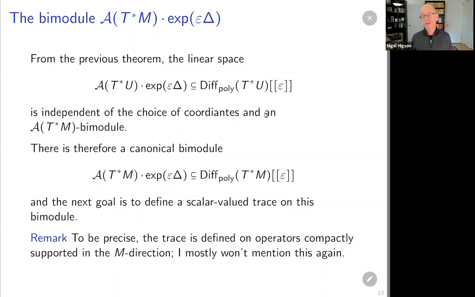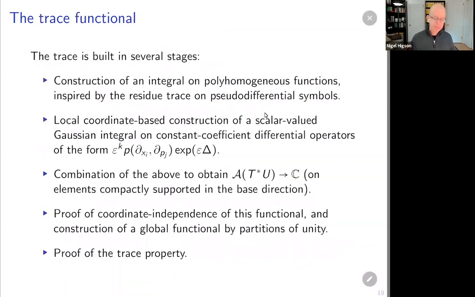Now I want to define a trace on this bimodule. Strictly speaking, if M is not compact, you need to look at compactly supported elements in the bimodule, compactly supported in the M direction, but I'll ignore that detail.